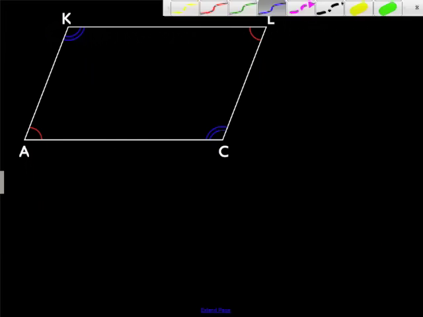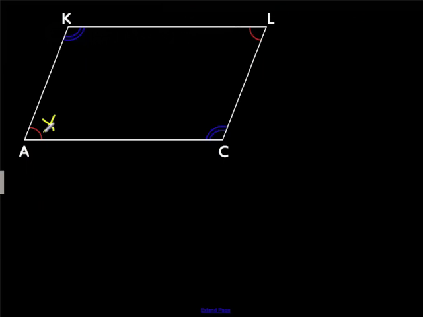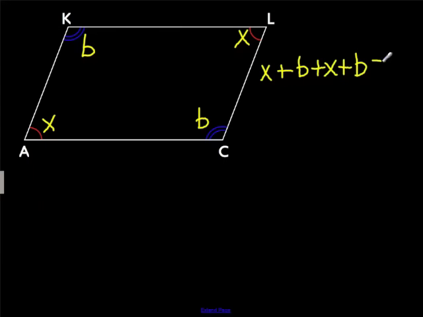What we're going to do is assign some variables. Let's say that the measure of angle A is, I don't know, x is always a good variable. If that's the case, then the measure of angle L is also x. And let's say that the measure of angle K is b, which, because they are congruent, also means that the measure of angle C is b. And remember, if we add all four angles of a quadrilateral together, the polygon angle sum theorem tells us that a quadrilateral's angles will total 360 degrees.